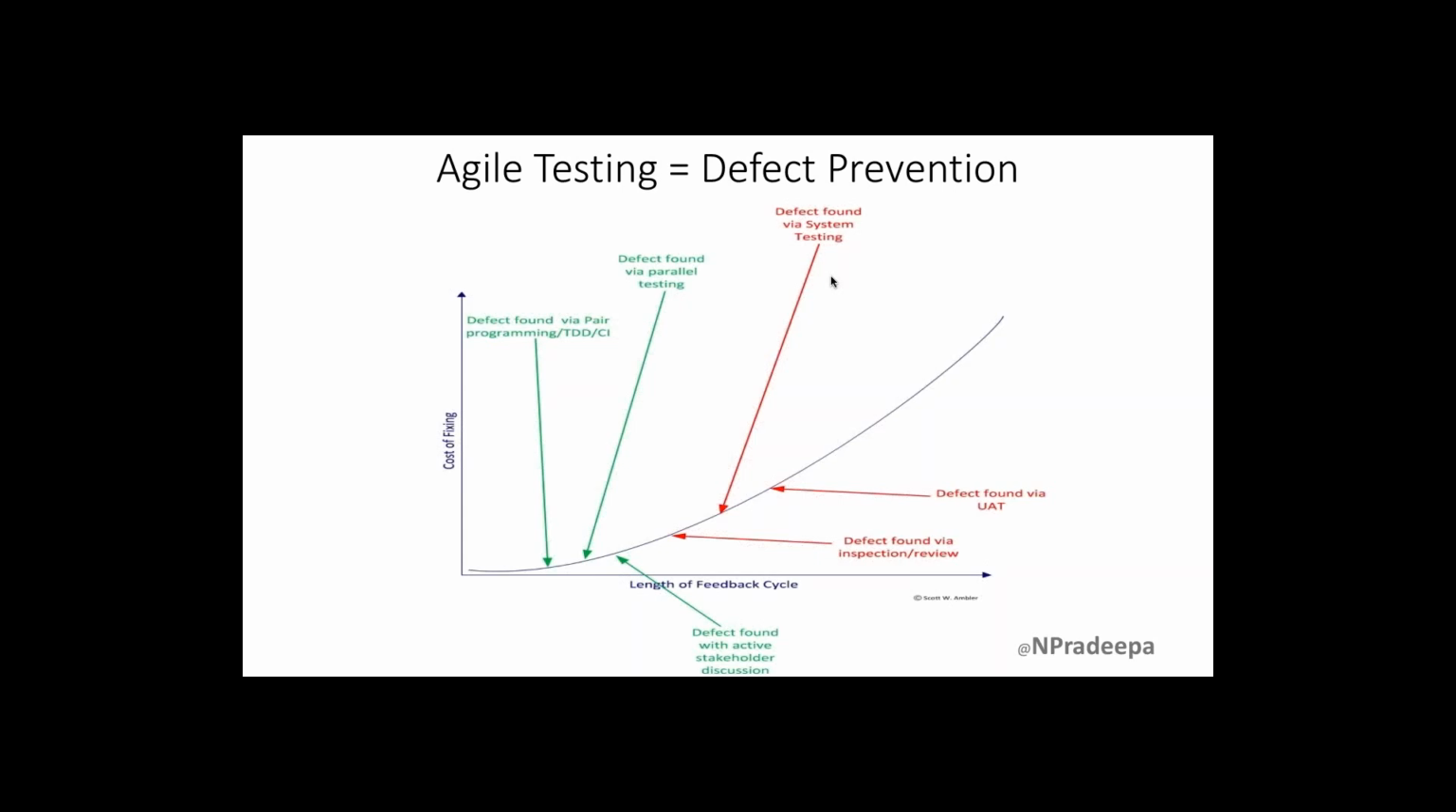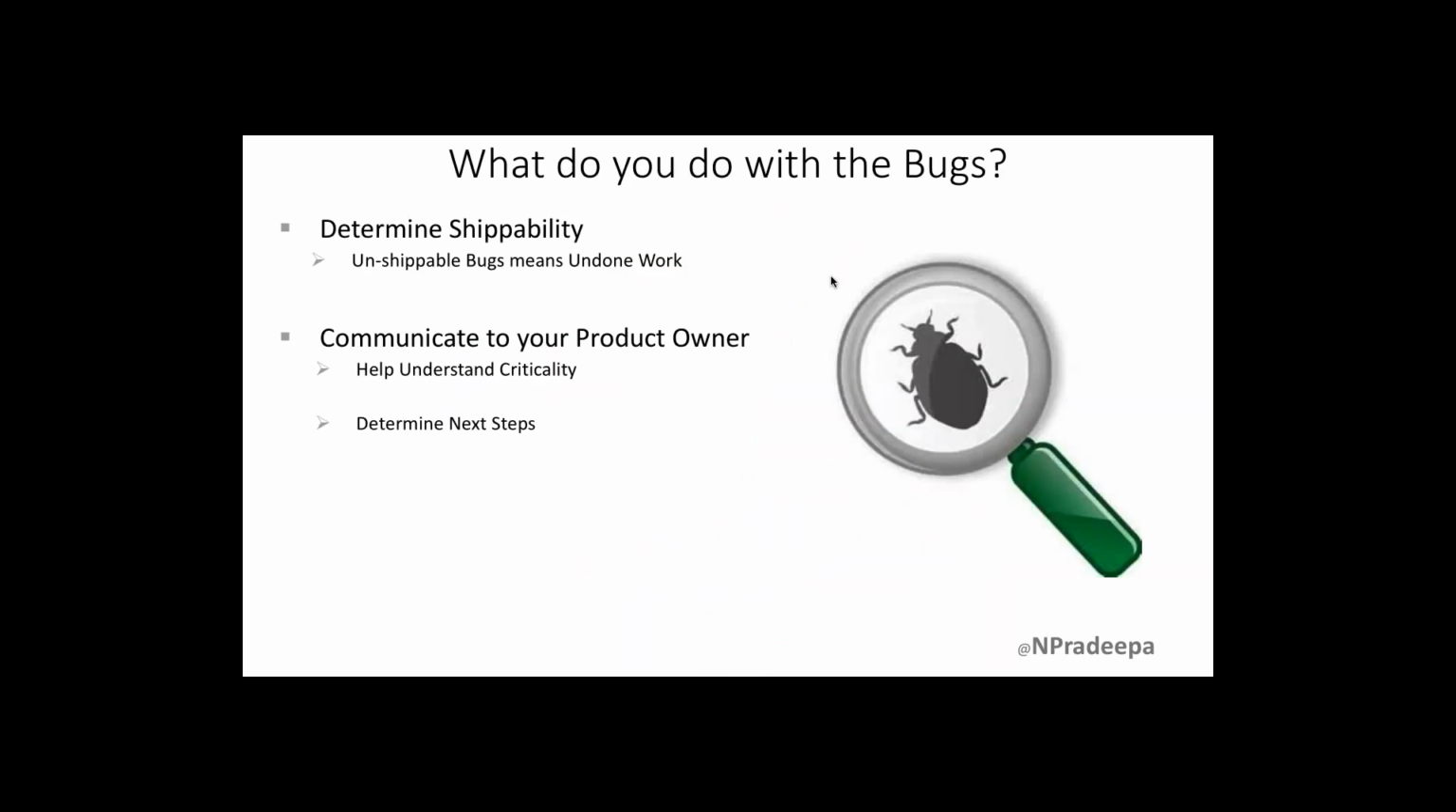All right, so let's say we are doing all these different things: pair programming, test-driven development, parallel testing, actively finding defects by discussing with our stakeholders. Still, we are human beings, right? We still find issues. So what do you do with the bugs? The first thing is to determine the shippability, right? What I mean by that is if it's unshippable, that means the work is not done. So determine the shippability as a team.